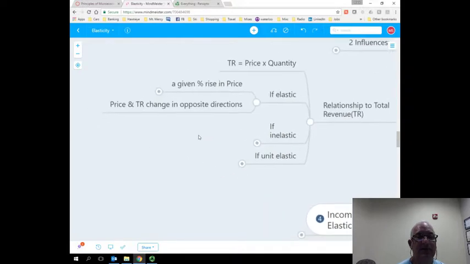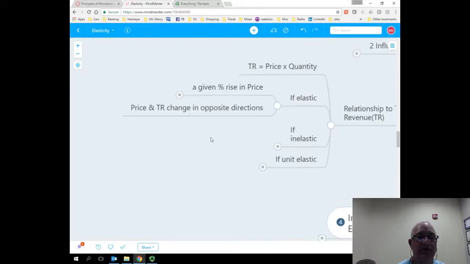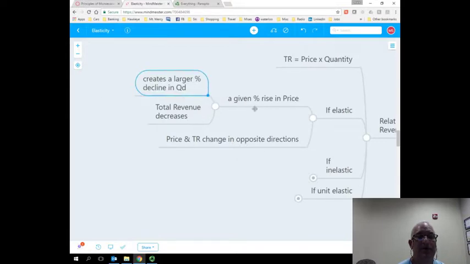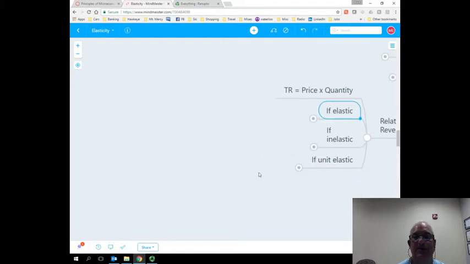If it's elastic, a given percent increase in price creates a larger percent decline in quantity demanded. Again, the law of demand: price goes up, quantity goes down. So total revenue decreases, and price and total revenue go in opposite directions. Price increase, total revenue decrease. That's what that's saying, and that's if it's elastic.